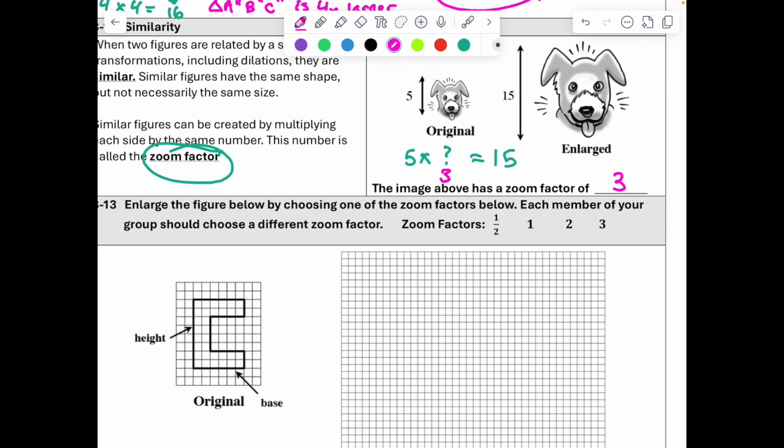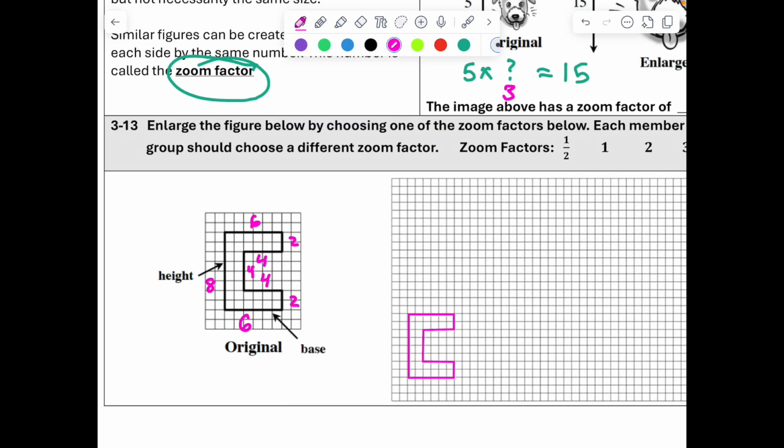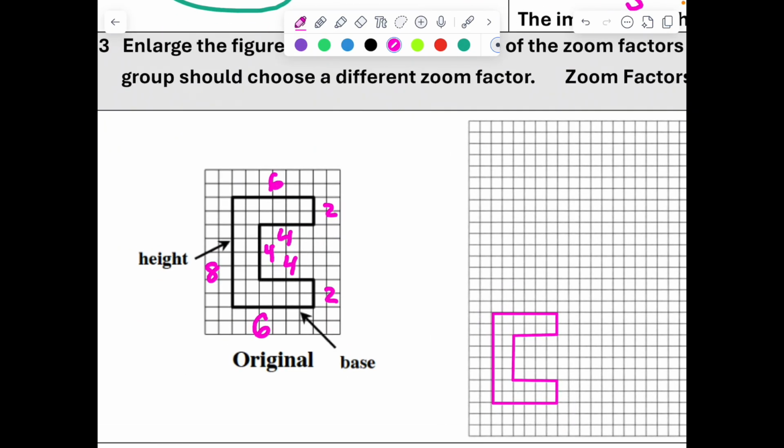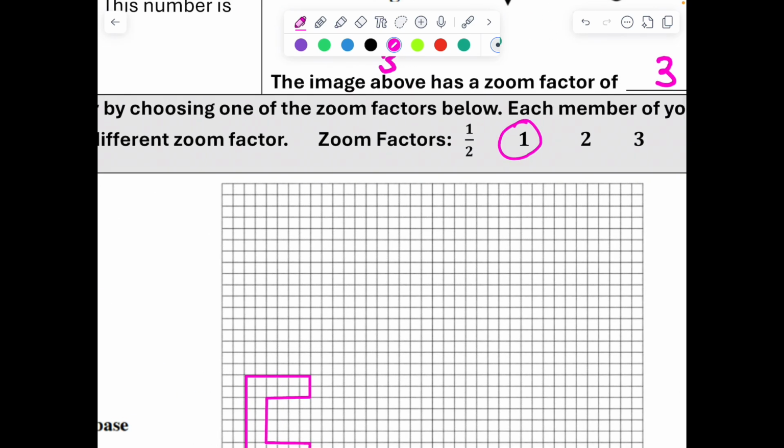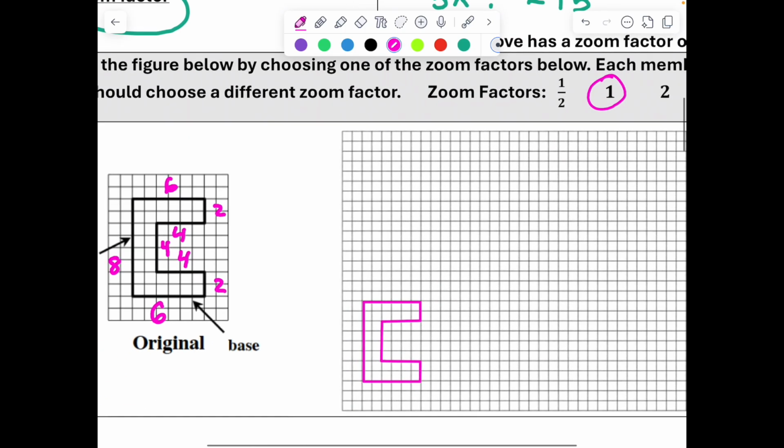So we're going to enlarge this figure below by choosing one of the zoom factors. The original shape has sides of 6, 6, 2, 2, 8, 4, 4, and 4. So if we want a zoom factor of 1, we are keeping all of these the same, right? If we multiply all these numbers by 1, it's going to have the same length for each side, okay? So this is a zoom factor of 1 right here.